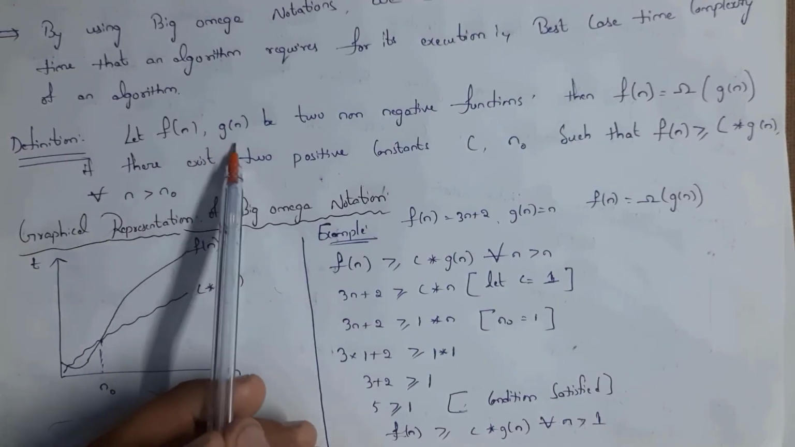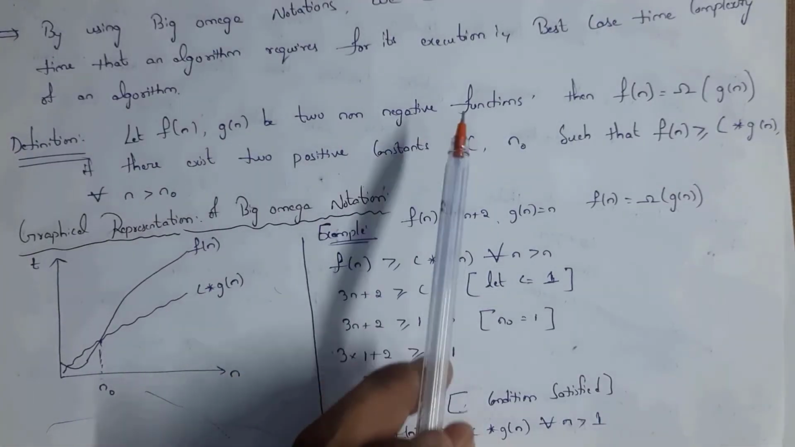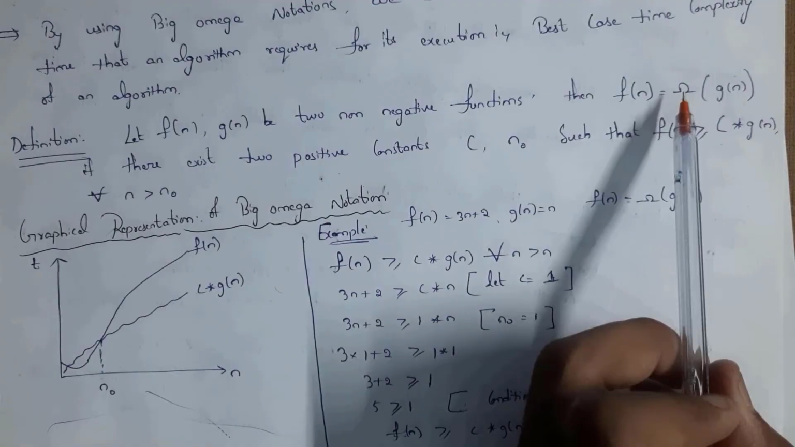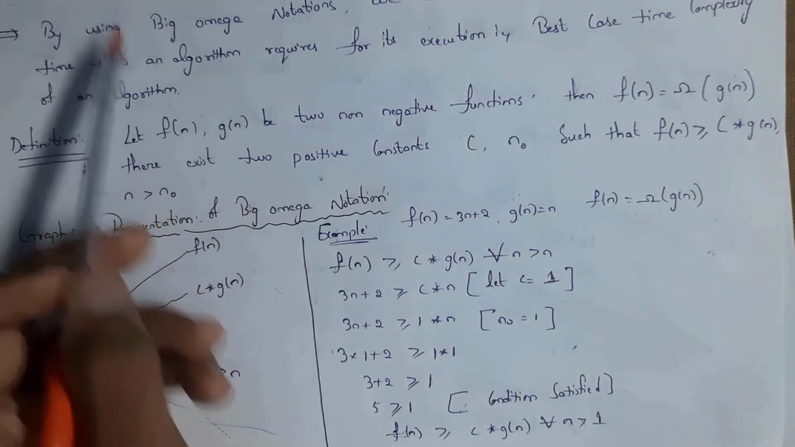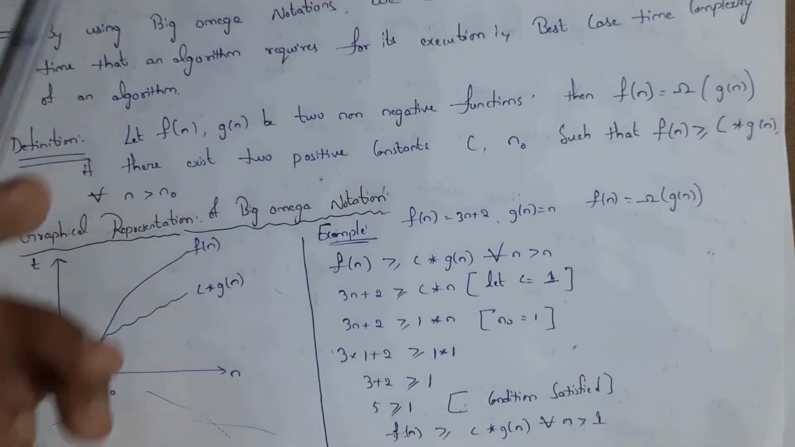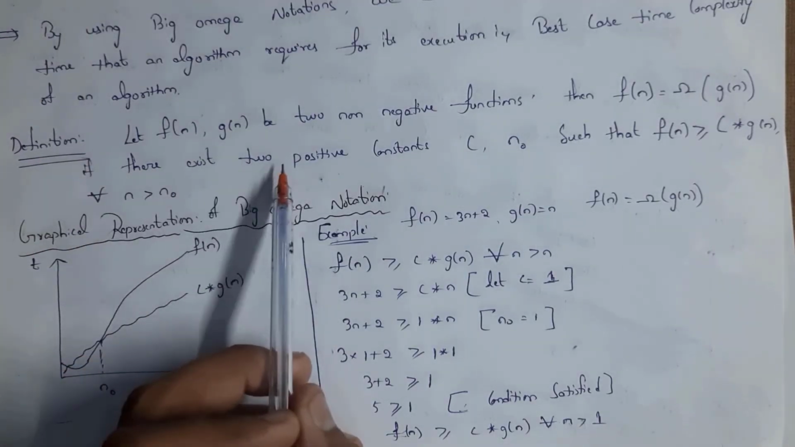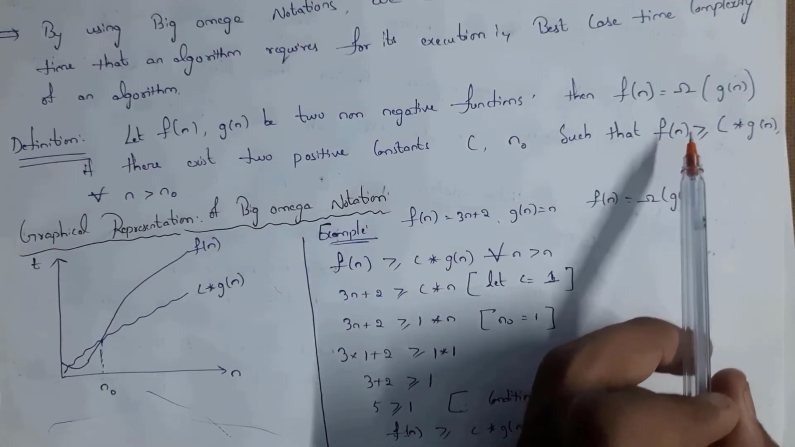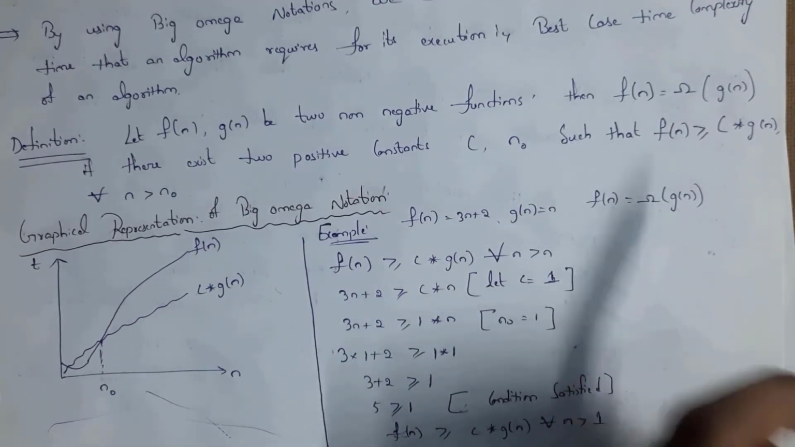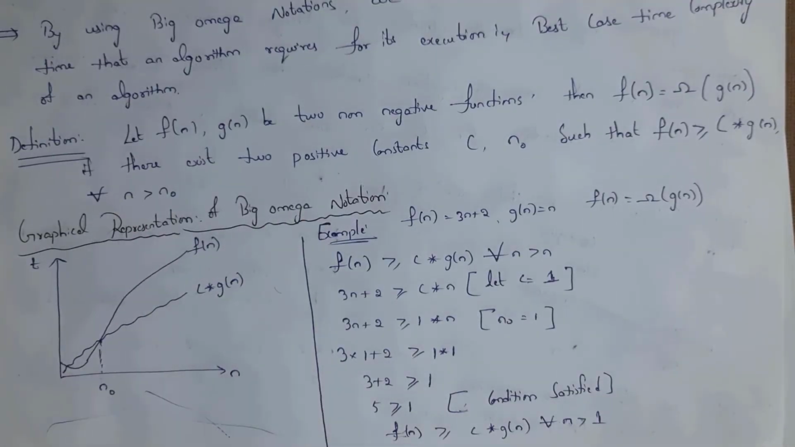Let f of n and g of n be two non-negative functions, then f of n equal to omega of g of n. Here I took omega because this is big omega notation. If there exist two positive constants c and n naught, such that f of n is greater than or equal to c into g of n for every n greater than n naught.